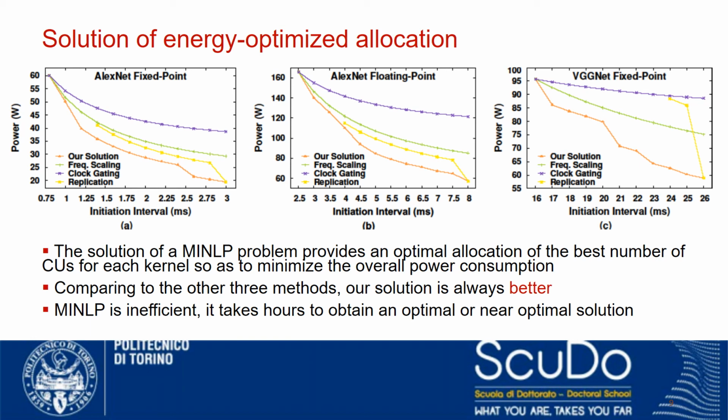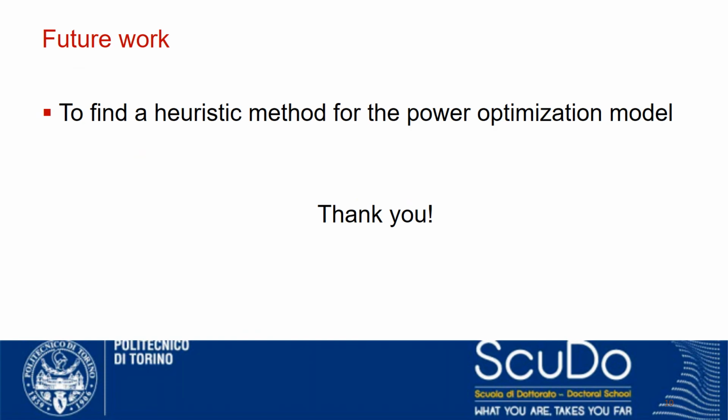We also compared our solution with three other methods: frequency scaling, clock gating, and replication. Our solution always provides a better result. However, the drawback of using the MINLP solver is that it takes dozens of hours to find an optimal solution. Due to this problem, I'm now working on a heuristic for the energy-optimized model so we can find the optimal or near-optimal solution more efficiently.